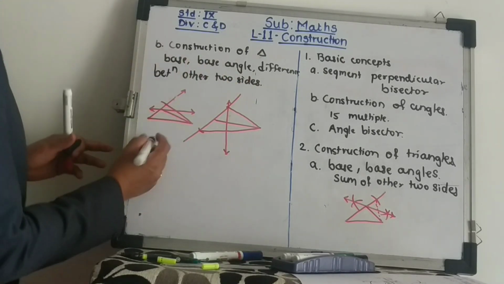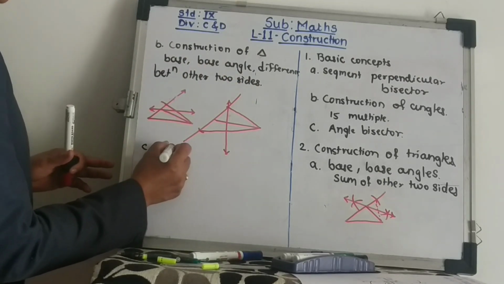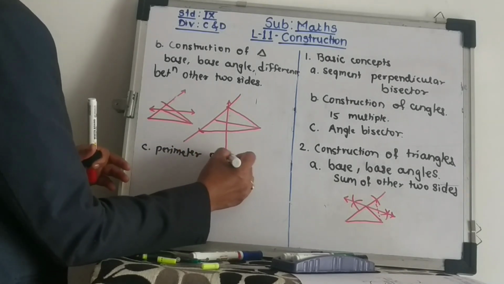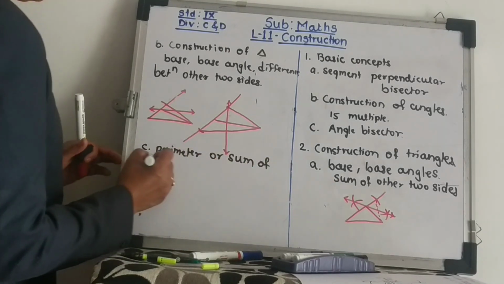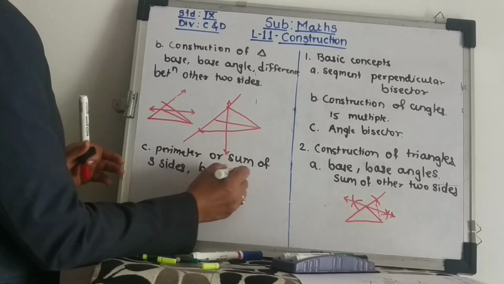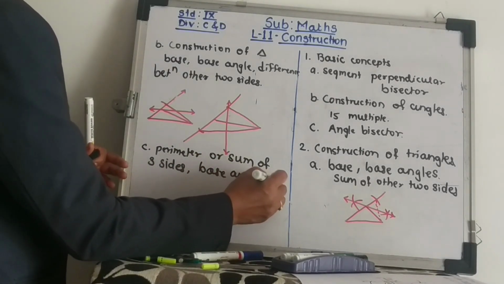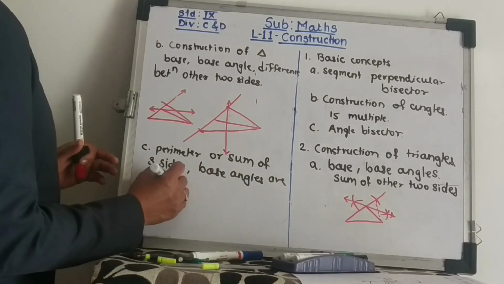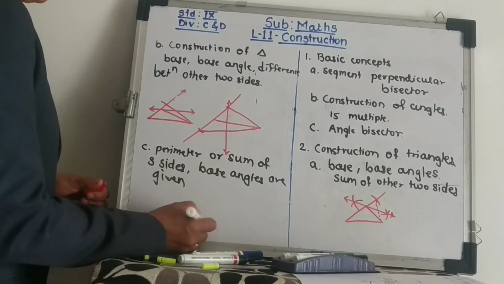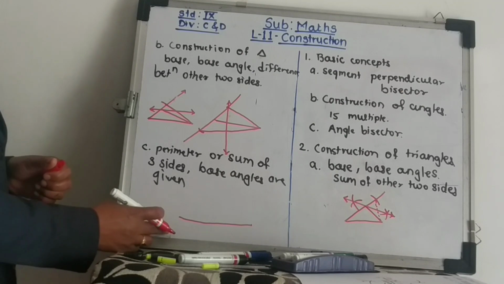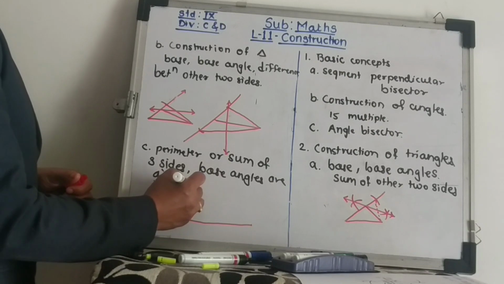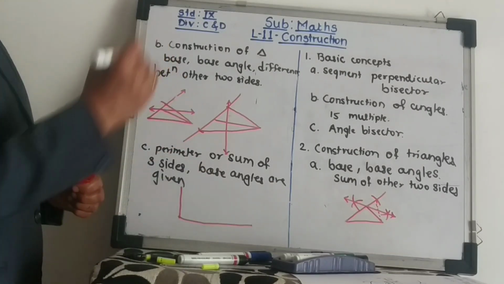Then the third one we have seen is for the perimeter, or the sum of three sides. When the sum of three sides and the base angles are given, that time we have seen the construction: first we will draw the perimeter length, then we will draw the angles which are given. Suppose the angle is 90 degrees, so we will draw a 90 degree angle.